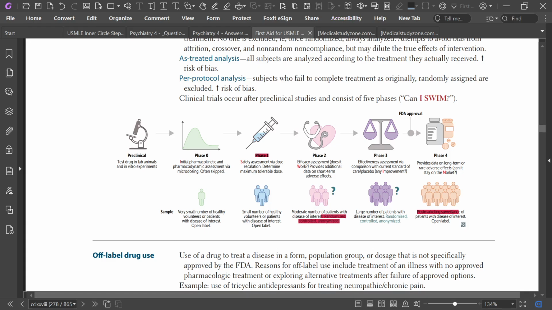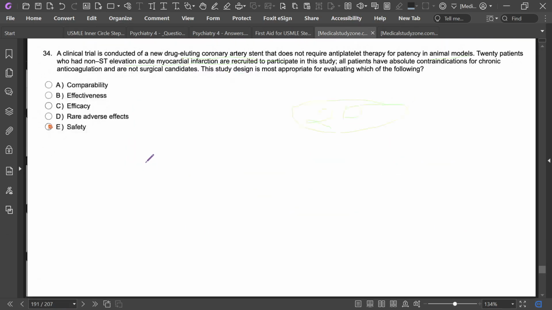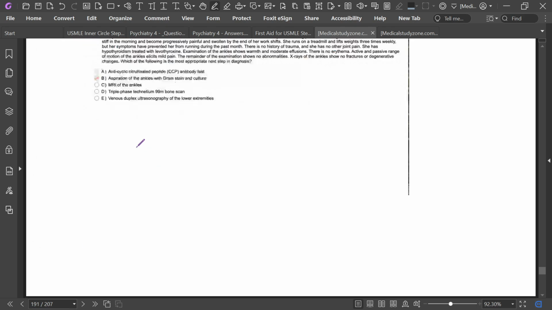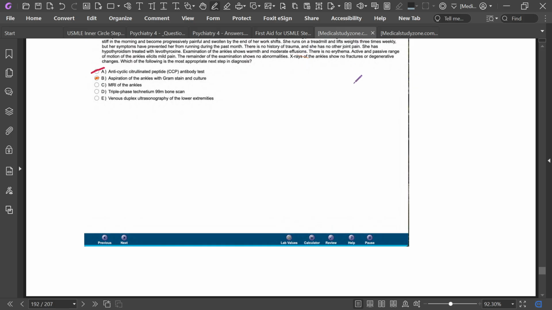Increasing pain and swelling in her ankles. Her ankles are stiff in the morning and become progressively painful and swollen by the end of the work shift. She runs on a treadmill and lifts weights 3 times a week, but her symptoms have prevented her from running during the past month. There is no history of trauma and she has no other joint problems. She has hypothyroidism treated with levothyroxine.